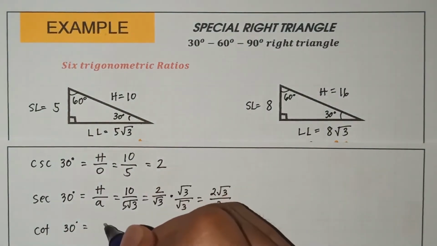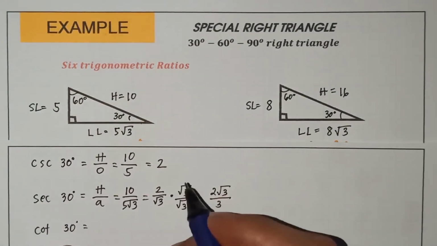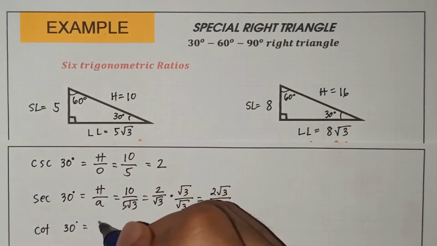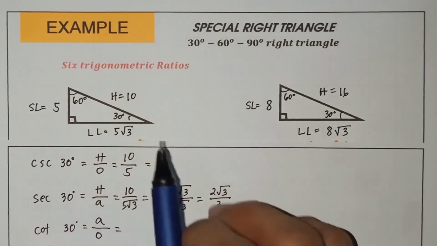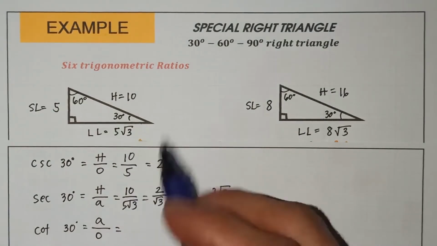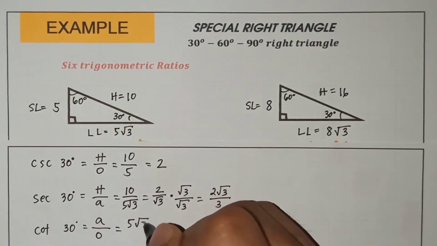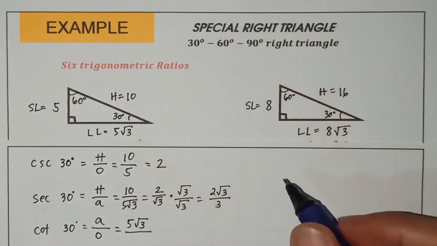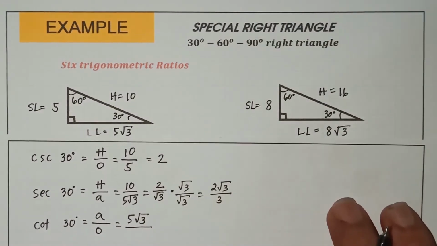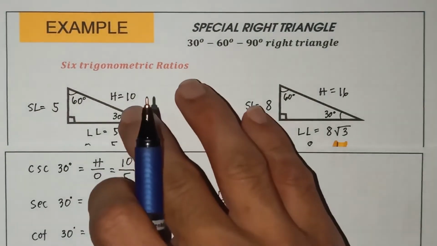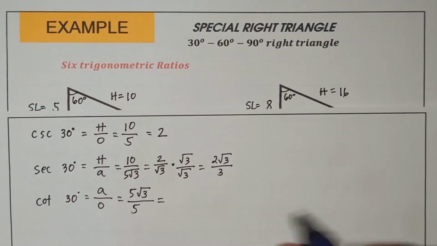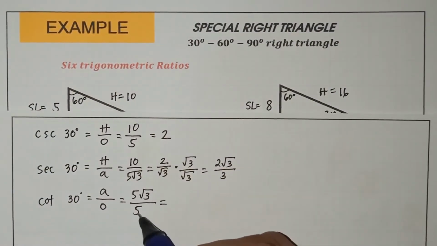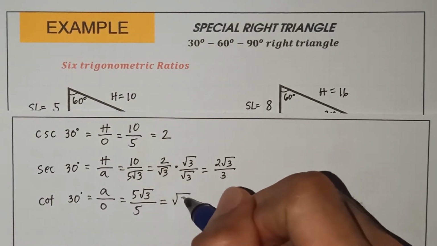The next is the cotangent 30 degrees, which has a ratio of adjacent over opposite. In 30 degrees, the adjacent here is 5 square root of 3, the hypotenuse here is 10, and the opposite here is 5. So the answer here is 5 divided by 5 is 1, so it is square root of 3.